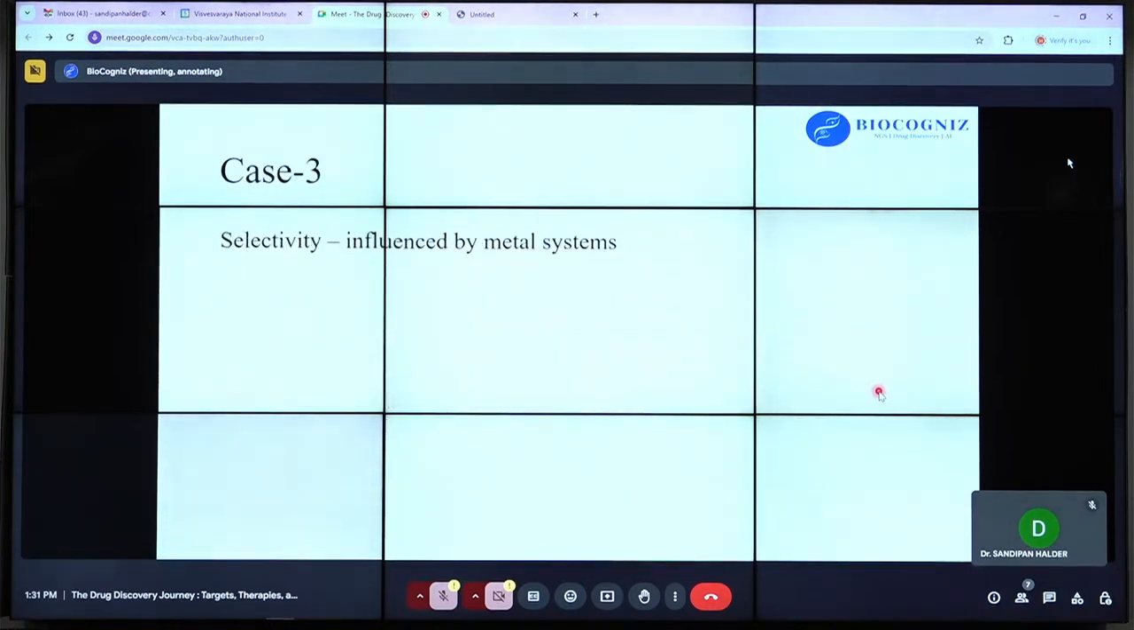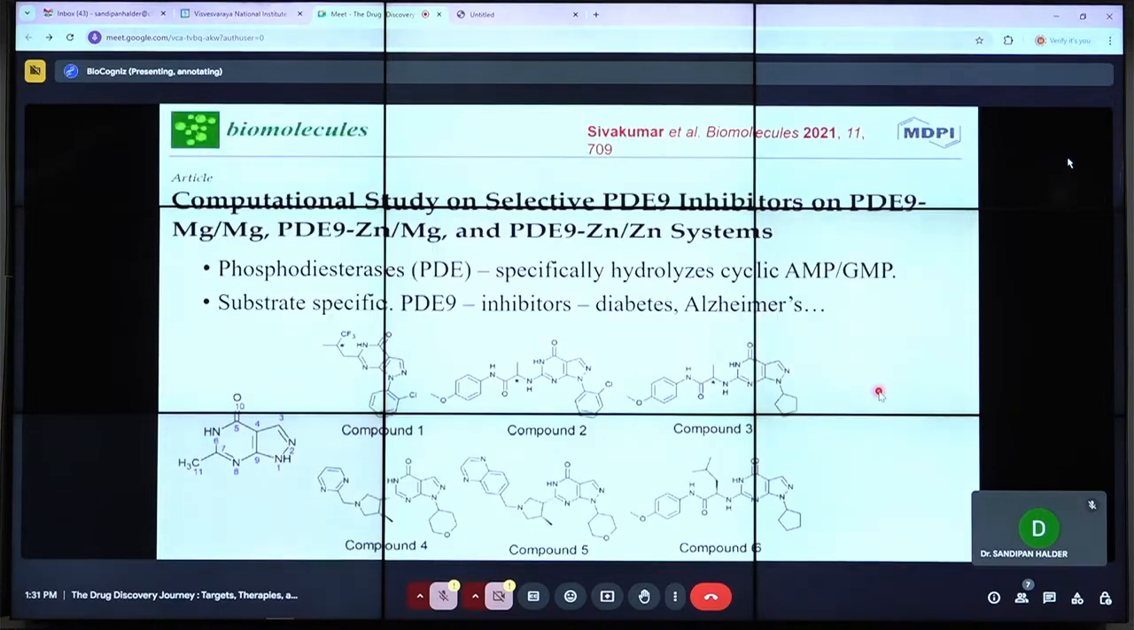Okay, there is another case, where many cases come with metalloproteins. Usually, considering the force field constraints, we generally ignore the metal atoms unless they play an important role in binding. So usually the metal ions are not considered. This is another study, somewhat different from the previous one. It's like PDE, two or three different cases of magnesium.